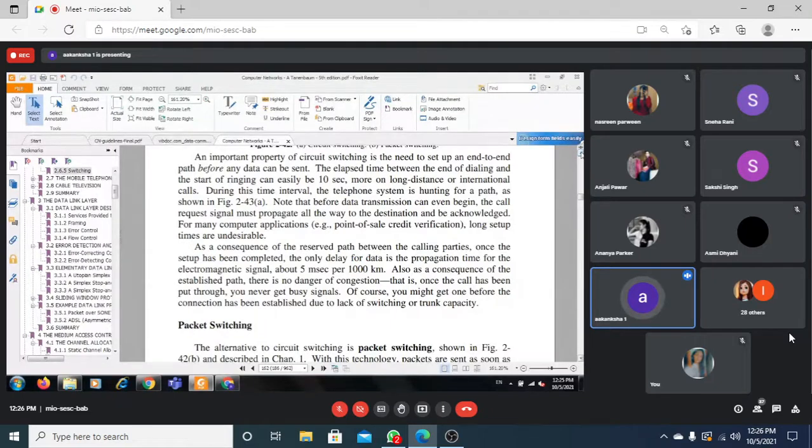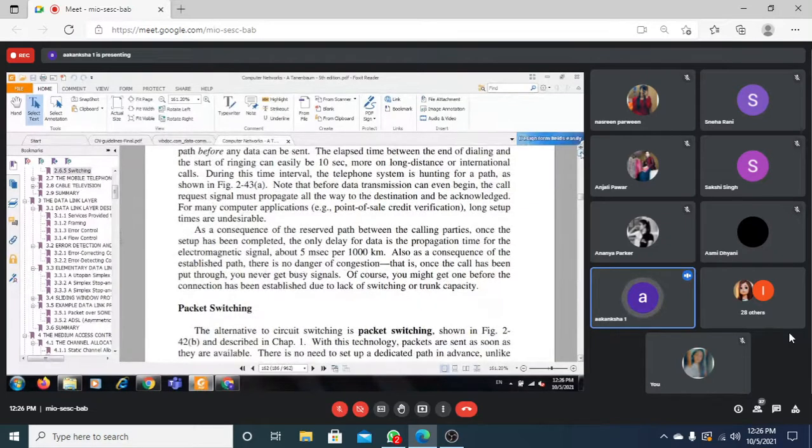Now, as a consequence of the reserved path between the calling parties, once the setup has been completed, the only delay for data is the propagation time for the EM signal, about 5 milliseconds per 1000 kilometers. Also, as a consequence of the established path, there is no danger of congestion. That is, once the call has been put through, you never get busy signals. Of course, you might get one before the connection has been established due to lack of switching and trunk capacity.